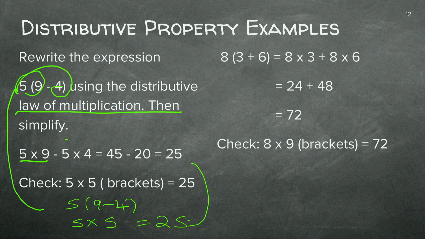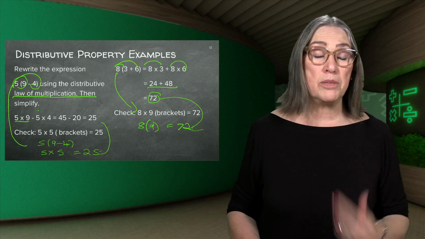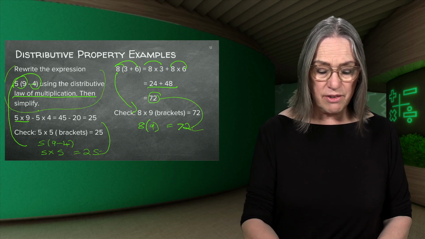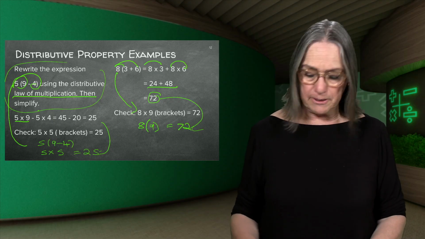The same with, let me look at this example, 8 times (3 plus 6). So we can do it this way. We can say 8 times (3 plus 6 is 9). So the answer is 72. But we can also do it this way. 8 times 3 and 8 times 6. We multiply that and we add them together and we get the same number. So that is what it means, the distributive property. And the only way they can ask it is in this format. They can say, rewrite the expression using the distributive law of multiplication.